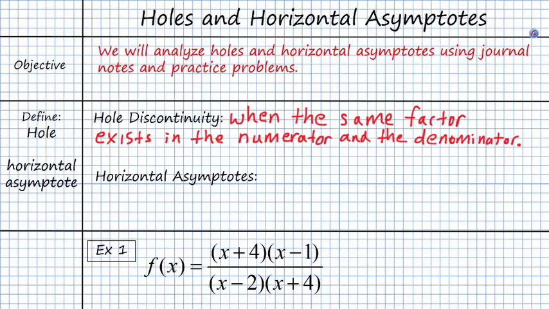And then horizontal asymptotes are going to be horizontal lines which a function approaches but never touches.